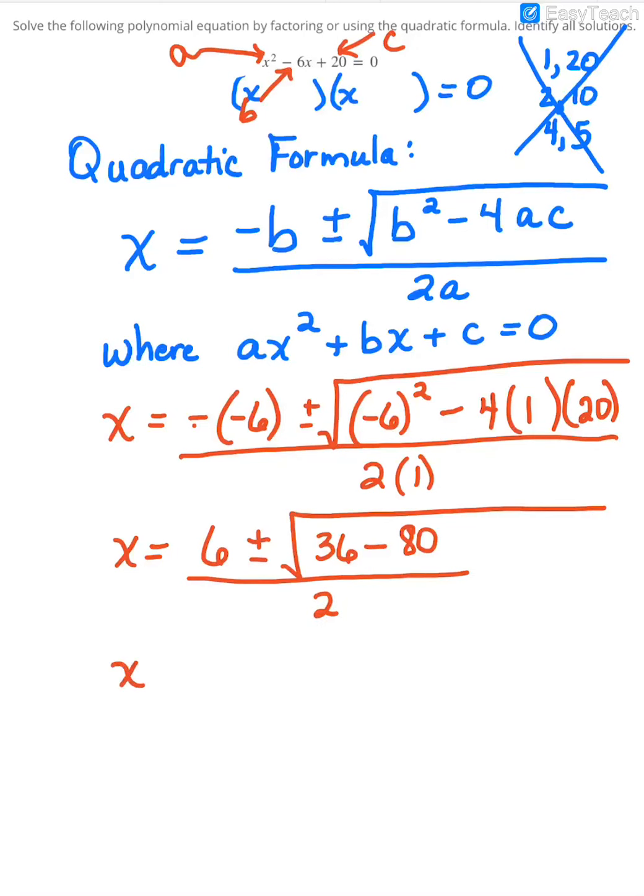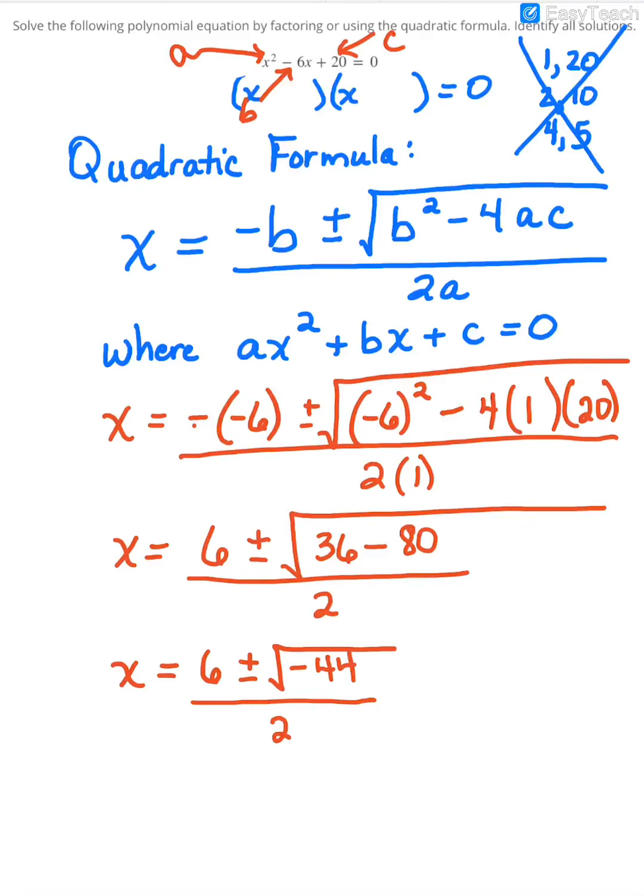As I continue simplifying, because they asked me to identify all solutions, that means both real and imaginary, if that's what it is. What you notice is going to happen is when I take 36 minus 80, I'm going to be left with a negative number under this square root. So I'm left with a negative 44, and then I still have the 2 on the bottom.